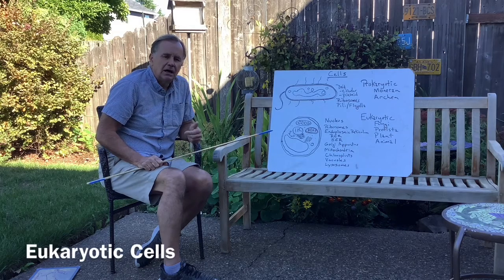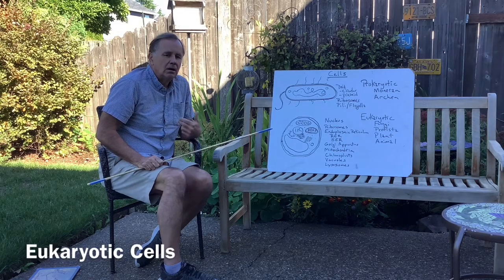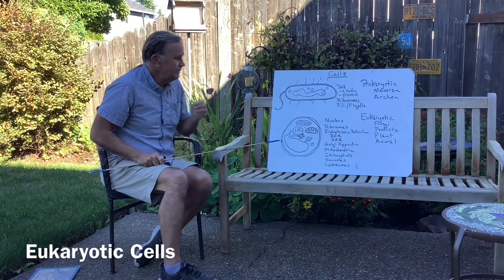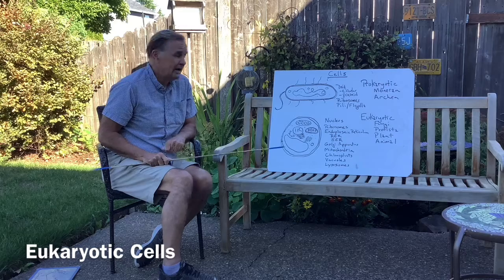Eukaryotes are more complex, so to speak. They have membrane-bound organelles.